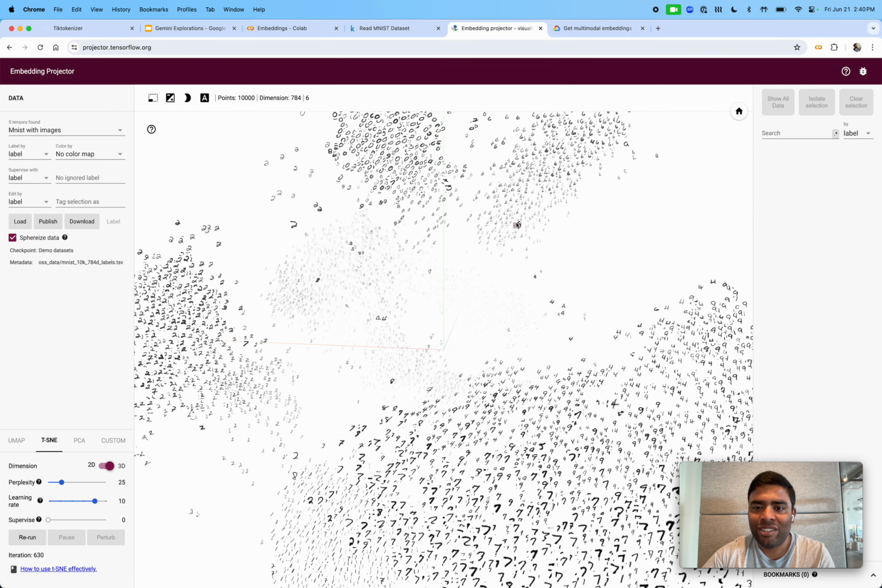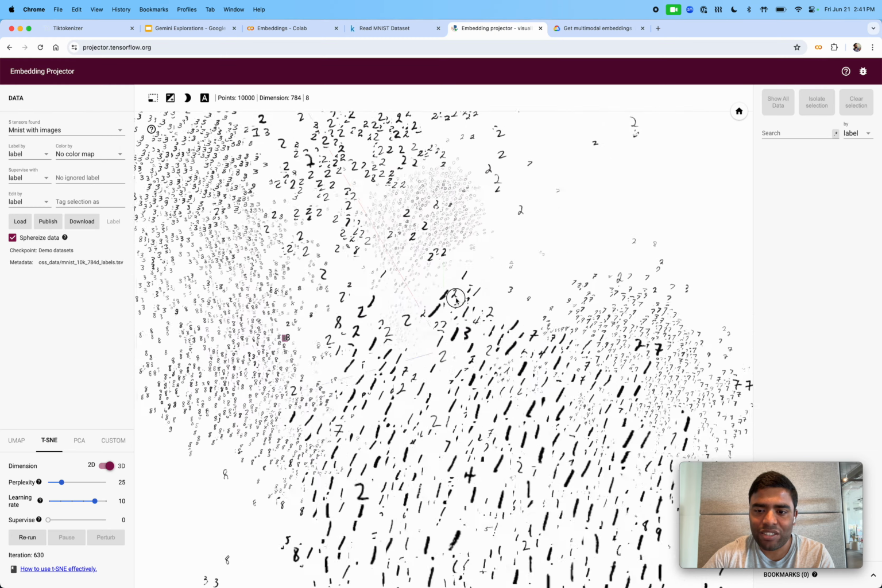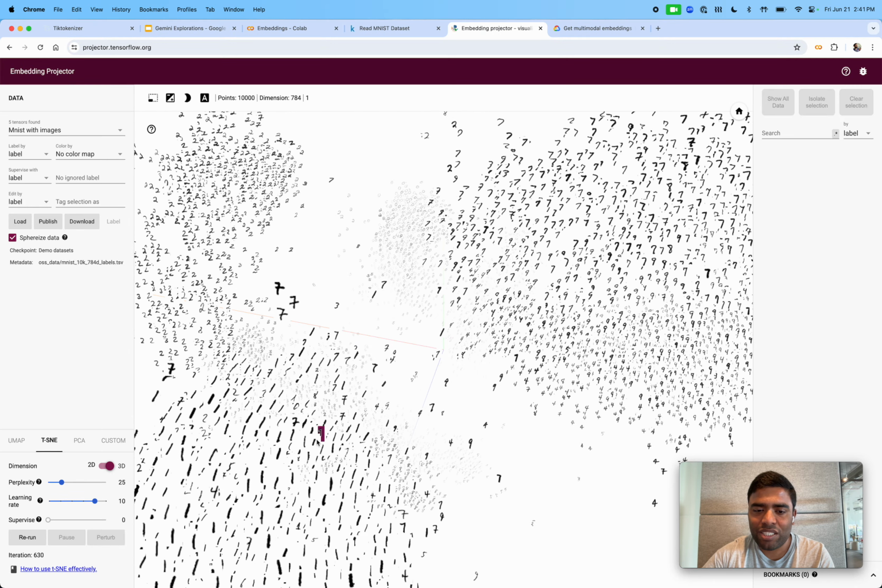Sevens are clustered here. You see 6s and 5s are clustered back there. Zeros are clustered here. 2s are clustered here. We can also see that 2s and 1s and 7s have some relationship, and that's why they are clustered closer to each other. You see the ones that look like 7 are clustered closer.